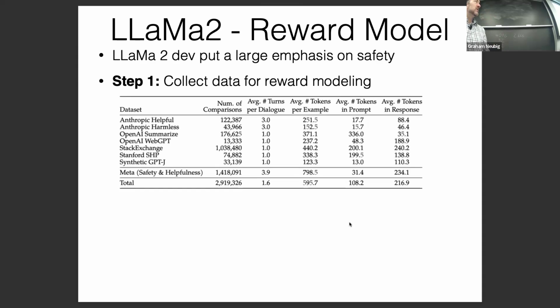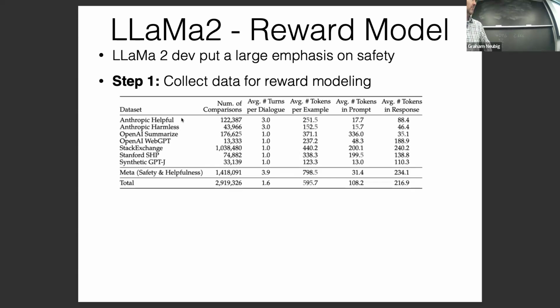The first thing that they did was they collected lots of data for reward modeling. And reward modeling, what they're calling reward modeling, is basically preference modeling. So they have multiple outputs where two outputs are somehow ranked for preferences. And I talked about this when I was talking about DPO and the reinforcement learning class, for example. A lot of these actually exist.